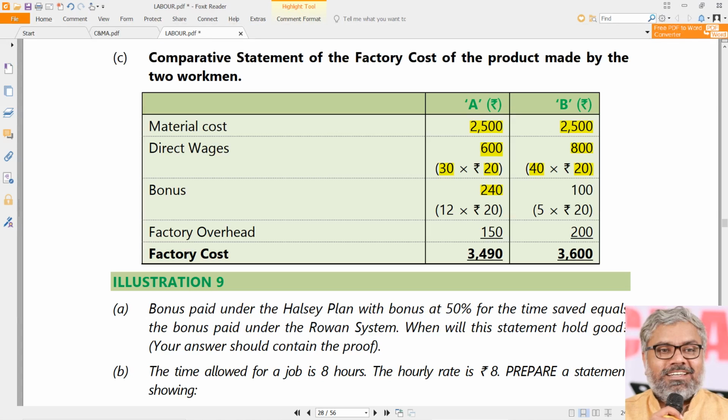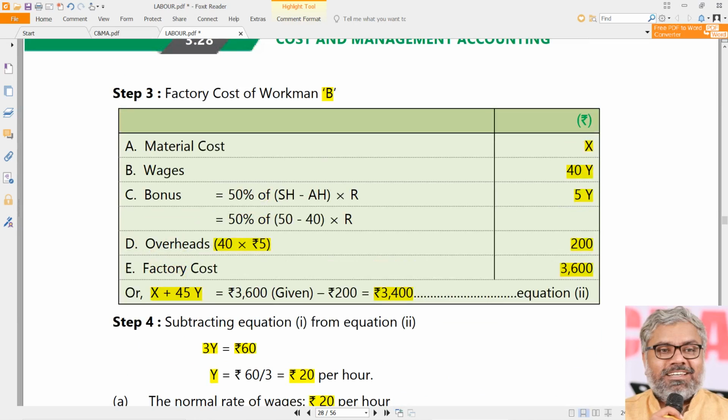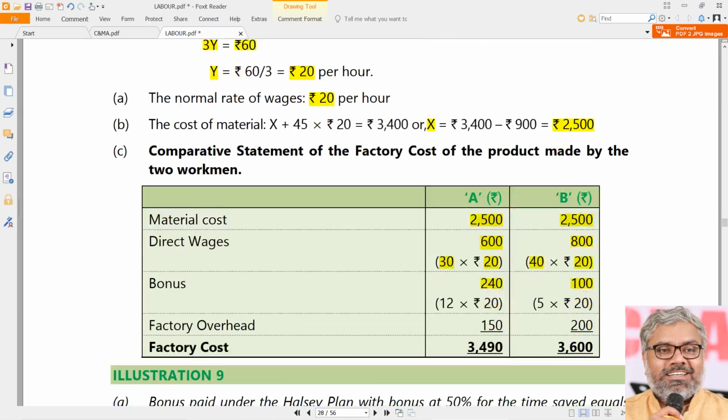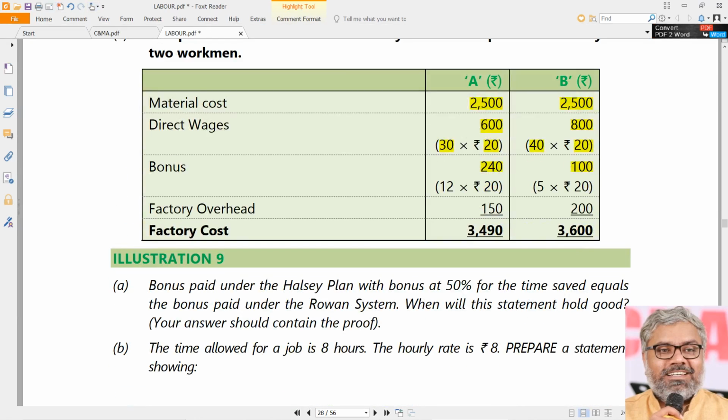And what is the bonus to B? Bonus to B is 5Y according to the calculation we have already done. Bonus to B is 5 into Y. And if we apply that, 5 into 20, that comes to 100 rupees bonus for B.